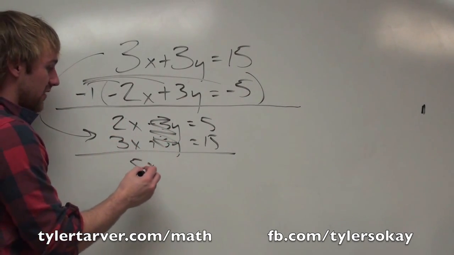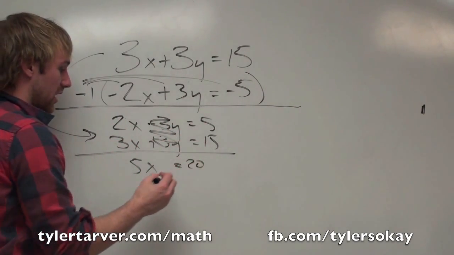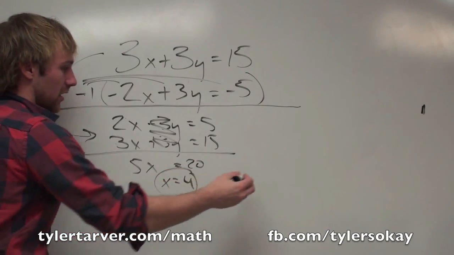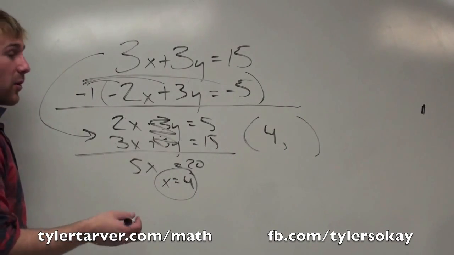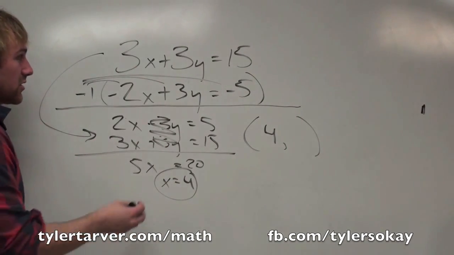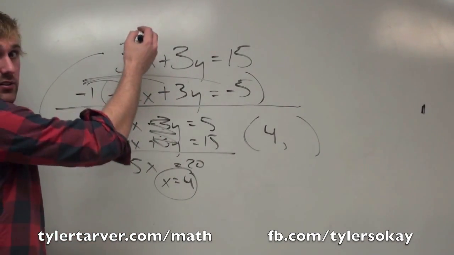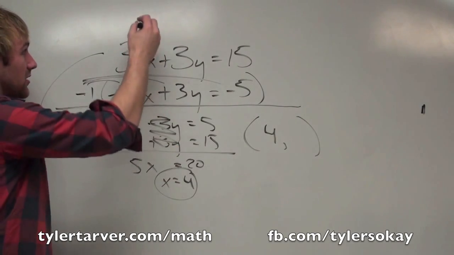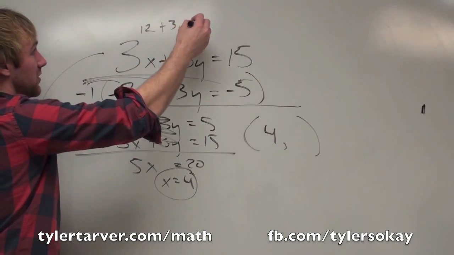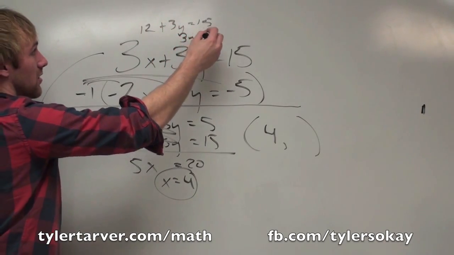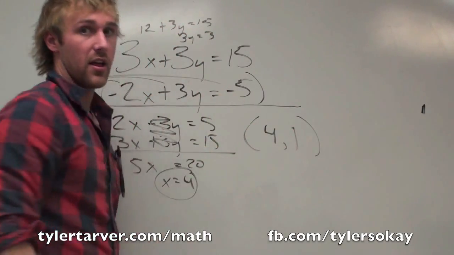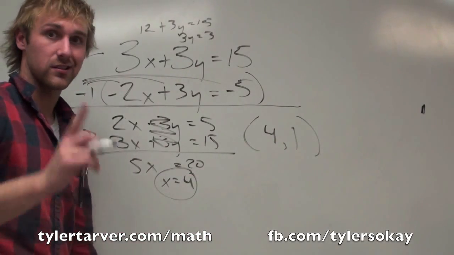That adds together to 5x, that adds together to 20, x equals 4. So I know my x is 4. To find my y, all I do is plug that into either of these equations. Plug it in right here. 3 times 4 is 12 plus 3y equals 15. Subtract 12, that would be 3. Divide, and y equals 1. That's the point where these two lines cross.